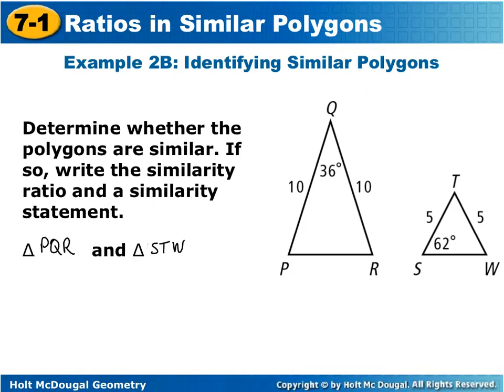So the next example, determine whether the polygons are similar. If so, write the similarity ratio and similarity statement. What's step 1 to determine if they're similar? Finding angles. So how do we find angles P and R? You could subtract. What type of triangle is PQR? Isosceles. So what do we know about P and R? They're the same. So how do we find the measure of P and R?